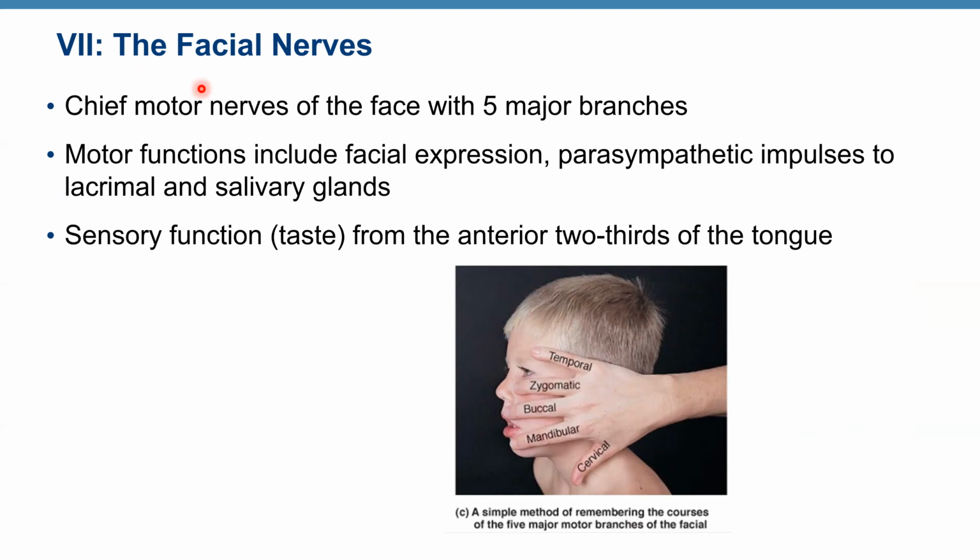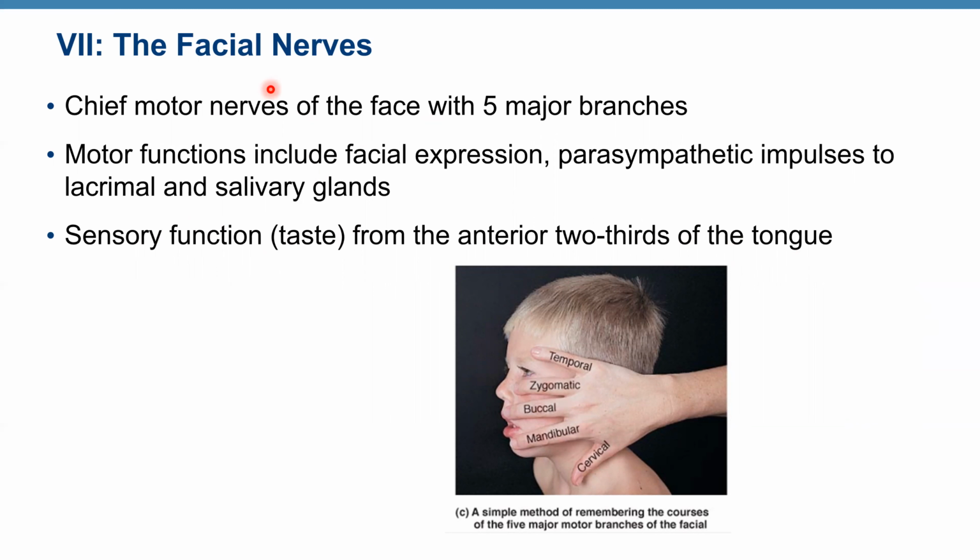Facial. Facial is number 7, right? It has motor fibers. It does have some sensory fibers from your tongue. So it brings taste from the anterior 2/3 of the tongue. This is the sensory division. And we have 5 major motor divisions, right over here: temporal, zygomatic, buccal, mandibular, and cervical.